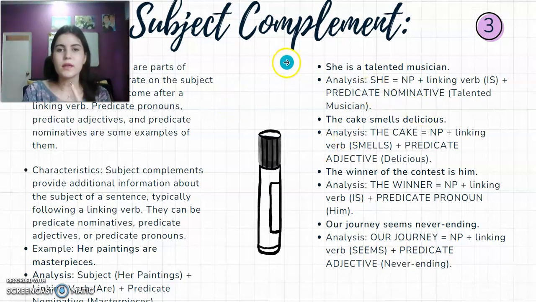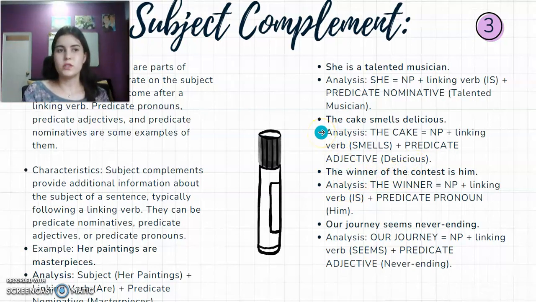On the other side, we're going to find more examples. We have: she's a talented musician. She is the noun phrase. In the same way, we find the linking verb is, and the predicate nominative, a talented musician, which gives you additional information about the subject. The cake smells delicious. The cake, in the same way, is the noun phrase, linked by the verb smells, and the predicate adjective is delicious.